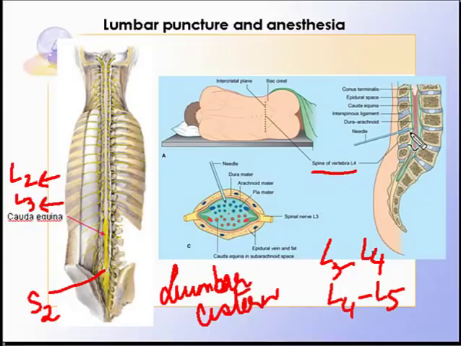Now, suppose somebody has a problem where the intracranial pressure is very high. Then lumbar puncture is contraindicated, because when you withdraw fluid, you kind of create a vacuum and the brain can herniate, especially the cerebellum can herniate down the foramen magnum. So you never do a lumbar puncture when there is high intracranial pressure.